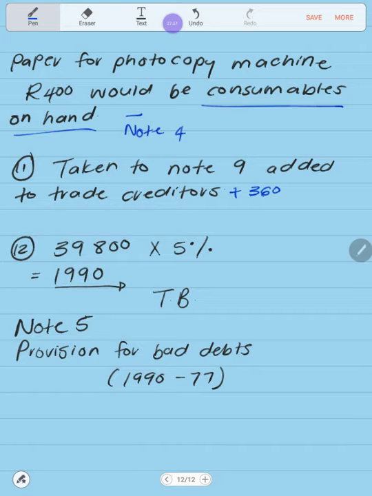Number 12, there was no bad debts written off, and they told you that you should provide 5% of the books. So if I work out the debtors control in my trial balance times 5%, I get the 1,990. All right, that's the books adjusted. So we're going to work on the mistake so that our books can balance. I'm going to subtract 77,000 Rand. So please make note of that when you are completing note 5.